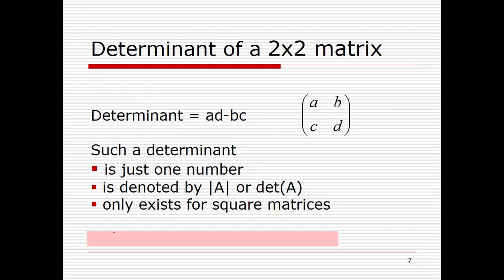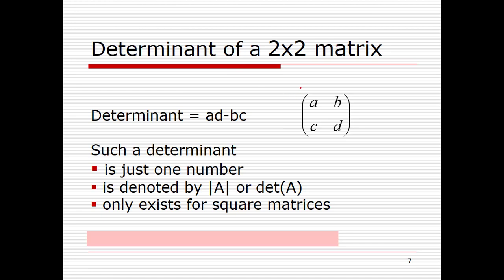Another specific of a matrix is called the determinant. The determinant, if we look at a matrix, is just using one diagonal and subtracting the other diagonal. So the determinant of this 2 by 2 matrix is denoted by A times D minus C times B. So it's just a number. We can denote it by using those lines around the matrix.